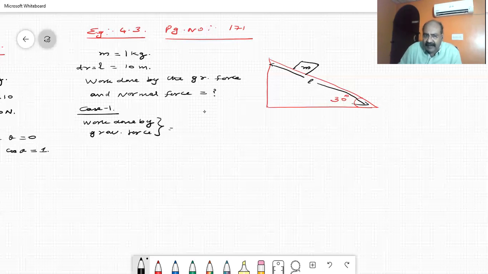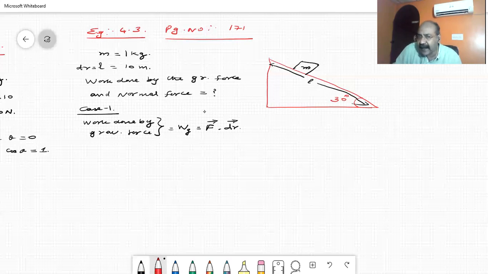This work done by gravitational force, I am saying it as Wg. See, I have to consider what is this work done. This work done is nothing but, stating the general formula, F vector dot dr vector. Now, F vector dot dr vector means the component of force acting along the inclined plane that I have to consider. So, I am considering the diagram now.